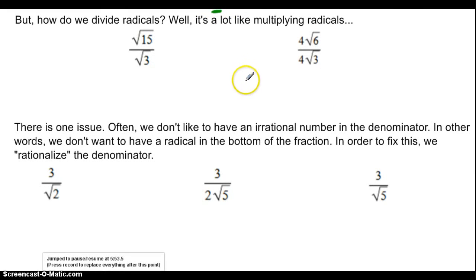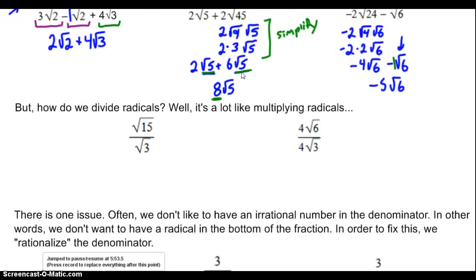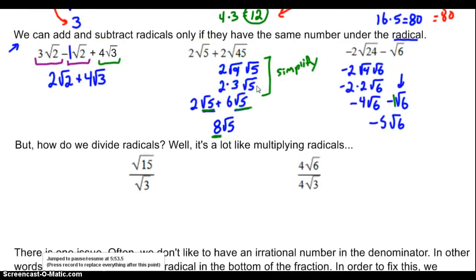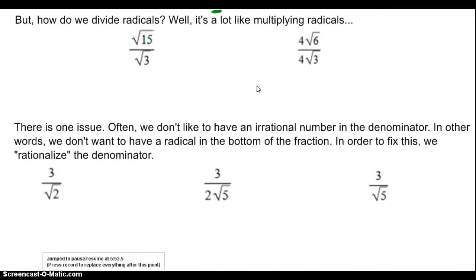Well, dividing radicals is a lot like multiplying radicals. What I mean by that is, remember back when we multiplied radicals together, we were able to multiply the coefficients outside the square root together, such as 5 and 5, to get 25, and the values under the square root, such as 6 and 2, to get 12, and then we simplified. The same thing can be said for dividing.